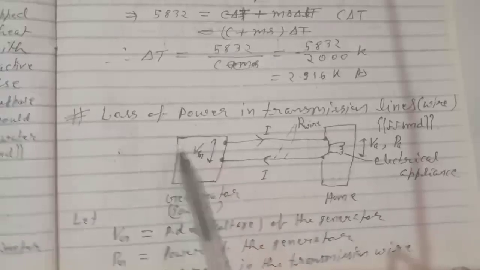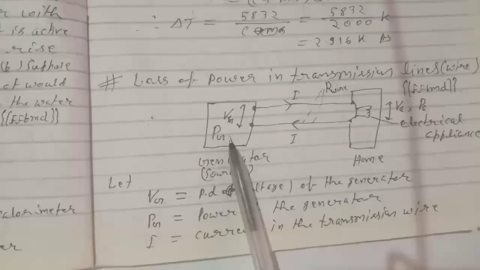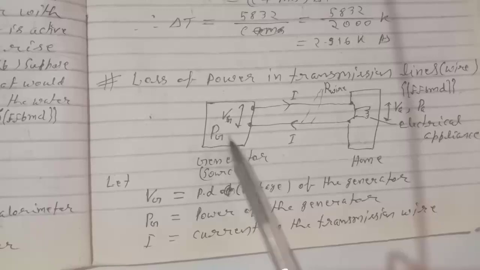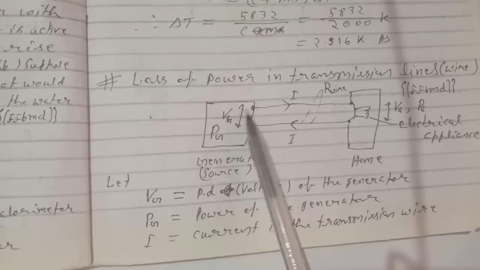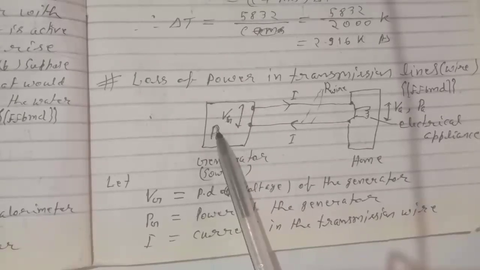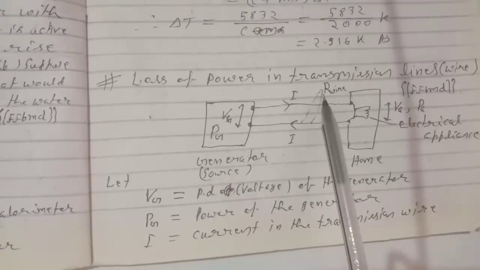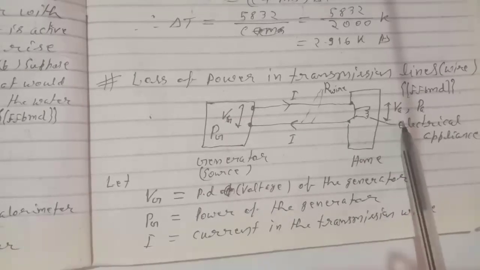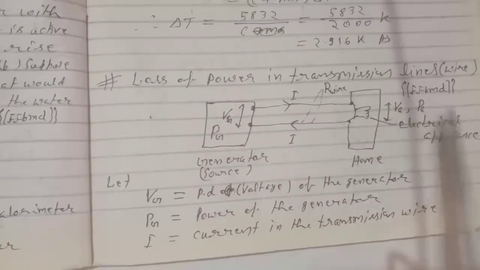Next topic is loss of power in transmission lines. Here is a transmission line. This is the generator, the source which gives current, and the power of this generator is represented by PG, and the voltage given by this generator is VG. And this is our wire, the transmission wire, whose resistance is represented by R wire, and it is a home appliance, that is a bulb, electric bulb or electric fan etc. Voltage across this bulb is VA and power consumed is PA.